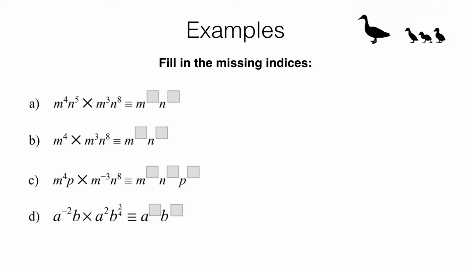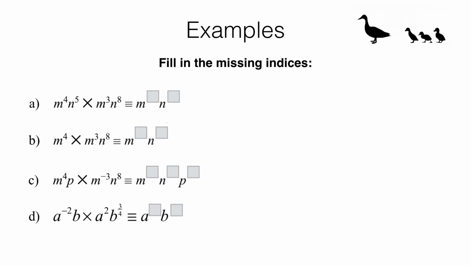In this video, we're looking at more problems involving products of powers. Let's get straight into the first one. We need to fill in the missing indices. What we've got here is m to the power of 4 n to the power of 5 multiplied by m cubed n to the power of 8.